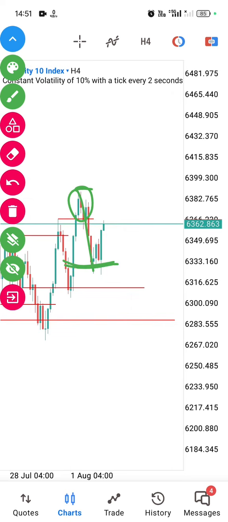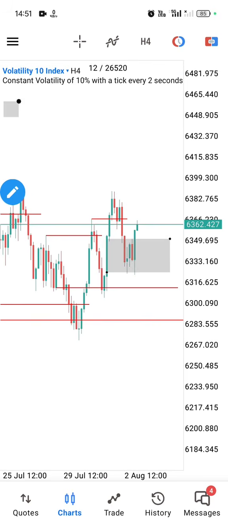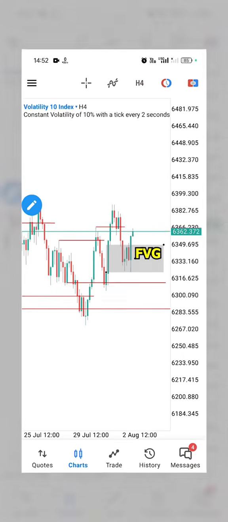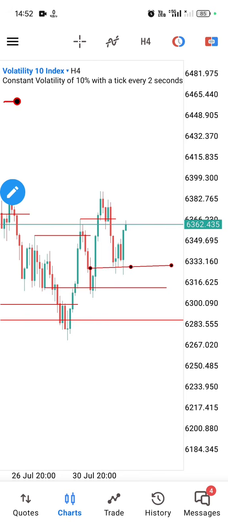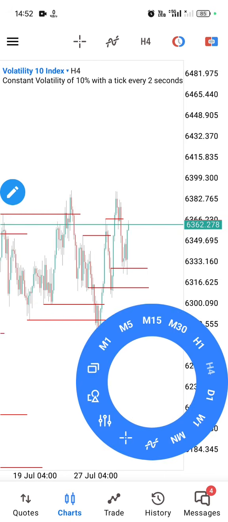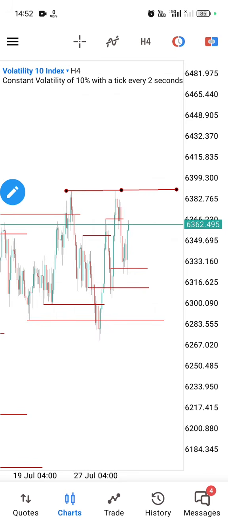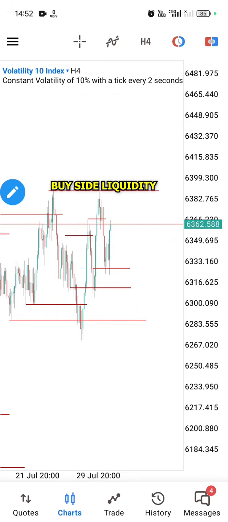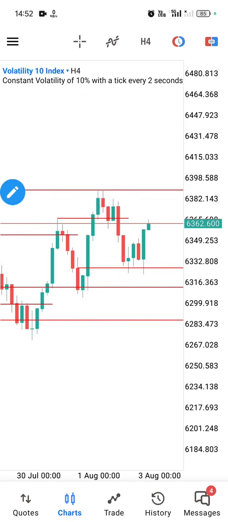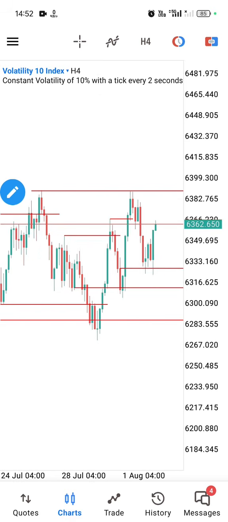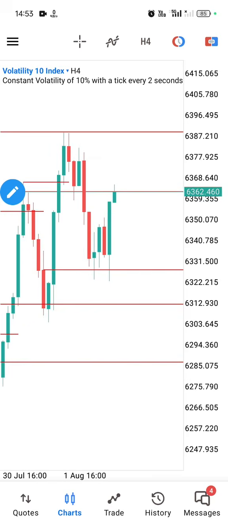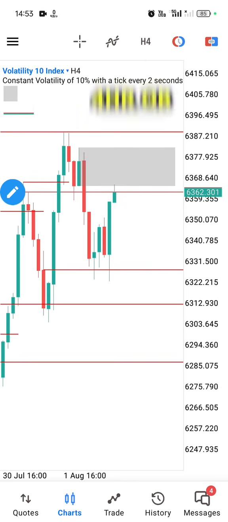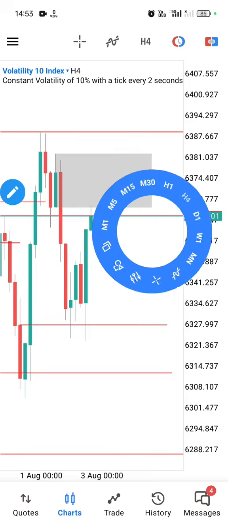Now I think it's obvious that it has to respect that 4 hour. It respected that 4 hour, and we have to continue moving up. And the reason is also because it filled the fair value gap right there, and it hit the 4 hour bullish order block. Now it's headed for the buy side liquidity, like we said, of course, but I want you to see what I was looking at right now. So price right now, currently where it's at, is reacting off of the 4 hour bearish order block.